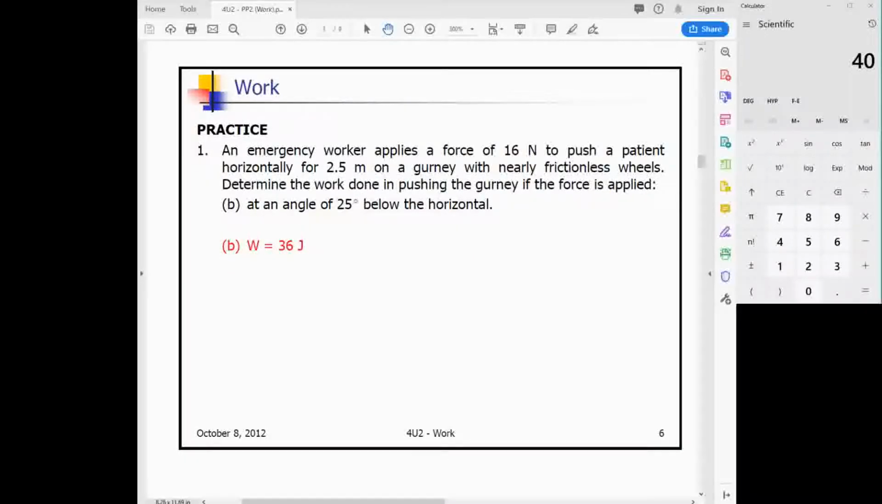So now let's say that he's pushing this person, and the floor that they're on is angled at 25 degrees below the horizontal. So that would be 16 times 2.5 times cosine of 25, and I have 36.25 and so on. Because if I go back to my original question, my significant digits are 2. I have to report my answer with 2, so I have 36 joules.